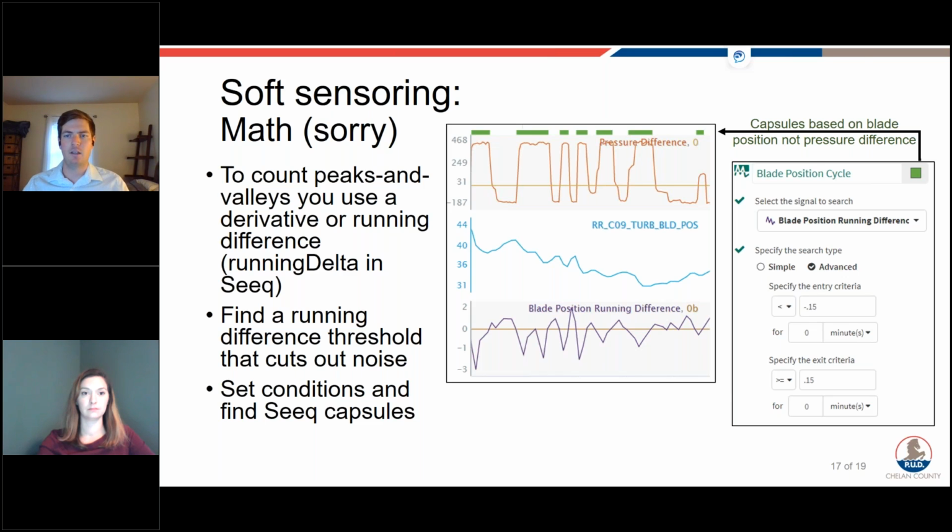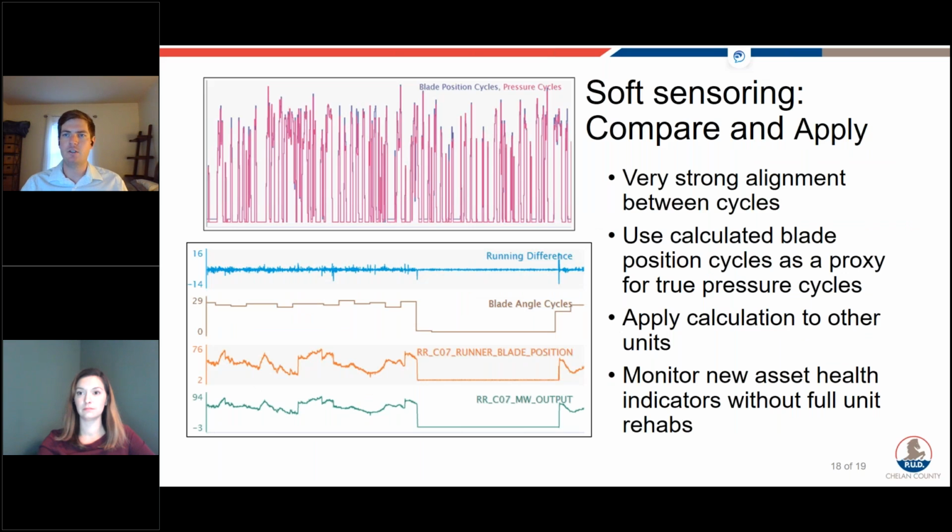The next slide shows a little bit longer term and how those pressure cycles line up with the blade position cycles. The bottom screenshot shows the blade angle cycle applied to a different turbine. This one is C7. So now we can monitor a factor of bushing seal life without full unit rehabs, because we've developed a signal, blade angle cycles, that captures the same information as the new sensors do.